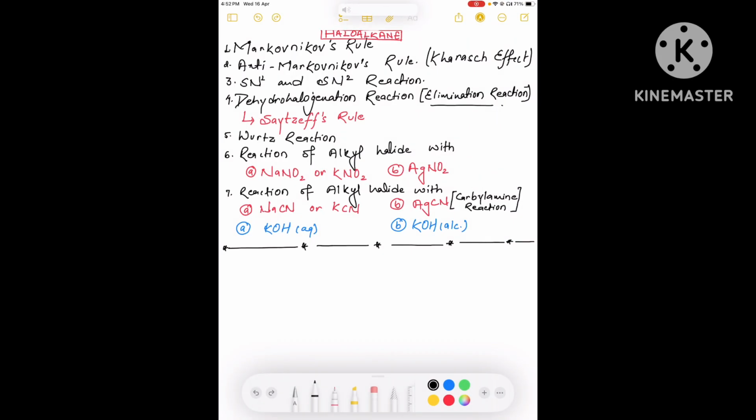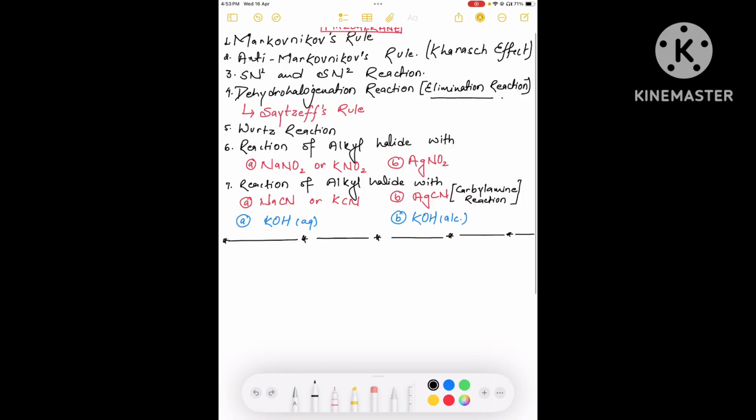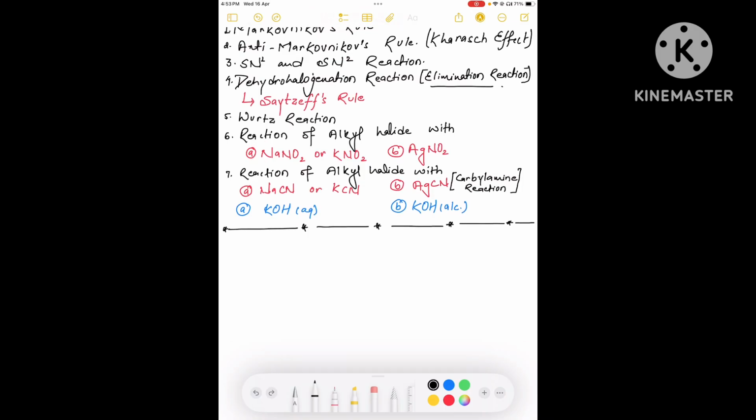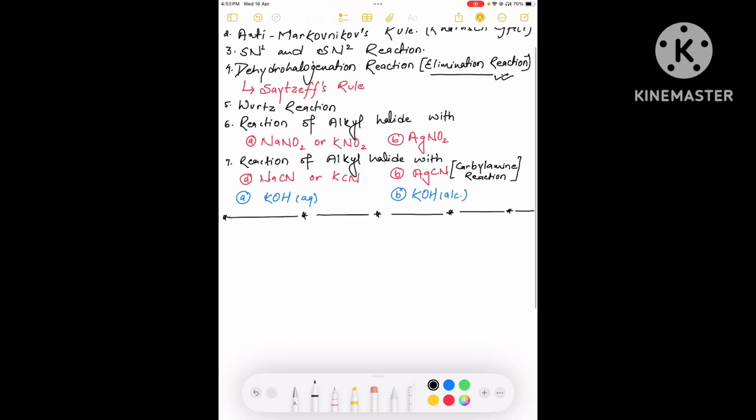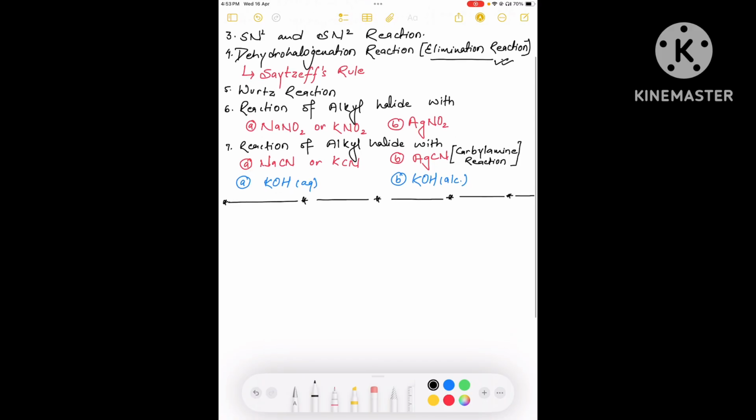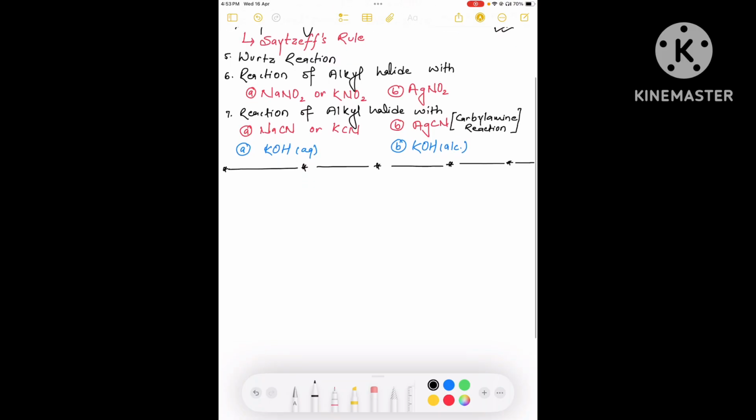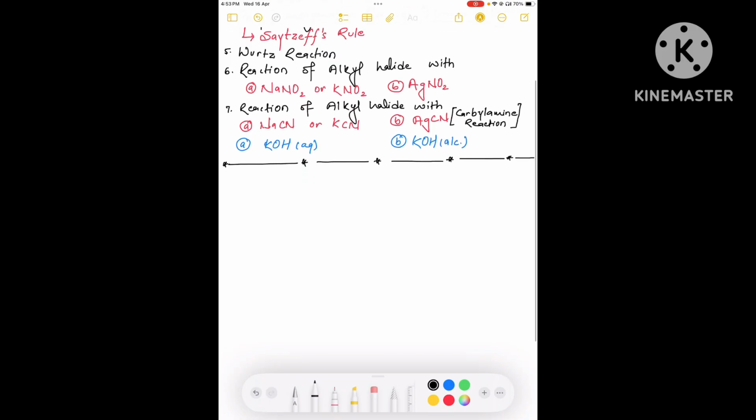So in today's lecture, we are going to deal with the Markovnikov rule, one of the most asked questions from haloalkanes. Anti-Markovnikov rule, Harsh effect, SN1 and SN2 reactions, dehydrohalogenation reaction, which is also known as elimination reaction. Inside that, we have a rule known as Saytzeff rule, Wurtz reaction, reaction of alkyl halide with NaNO2, KNO2, AgNO2, and the last one, reaction of alkyl halide with NaCN, KCN, AgCN, and also with aqueous KOH and alcoholic KOH. So we'll be dealing with it one by one.